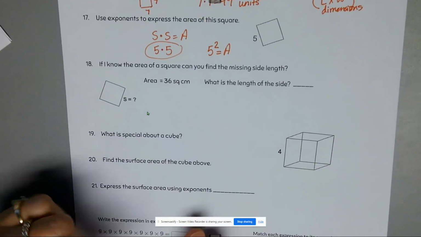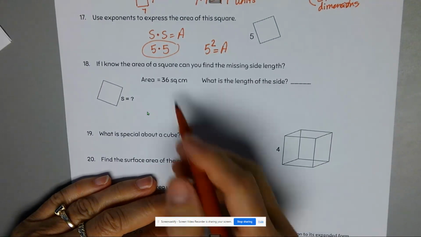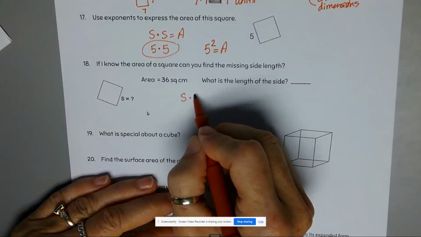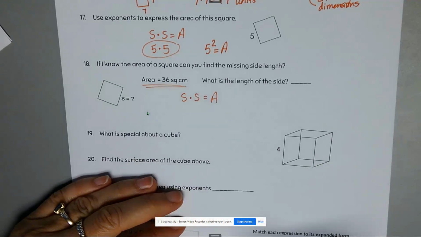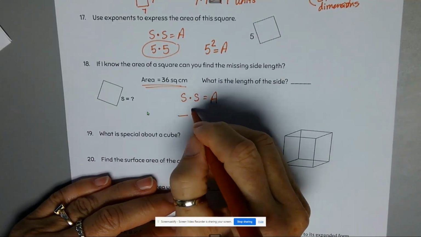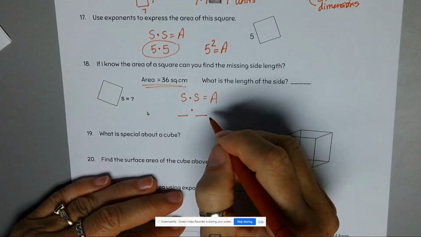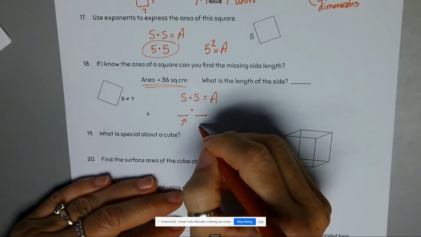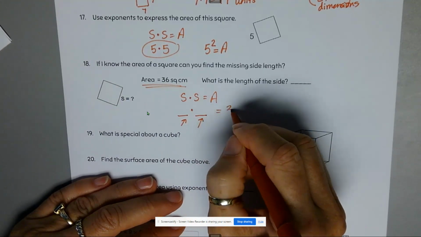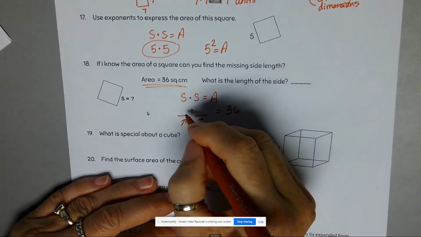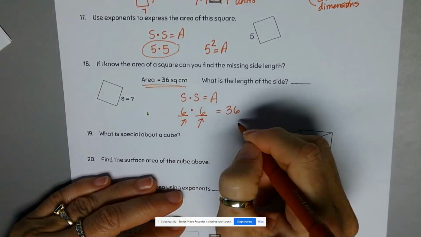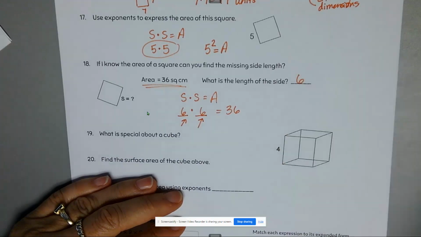If I know the area of a square, how would I find the missing side length? Well, remember, we know it's side times side equals area. They're telling me the area is 36. So it's something times the same exact number, because it's a square, equals 36. This is an instance where it's really important to know your multiplication facts. Otherwise, you're going to be doing a lot of guessing and checking on your calculator. 6 times 6 equals 36, so my missing side length is 6.